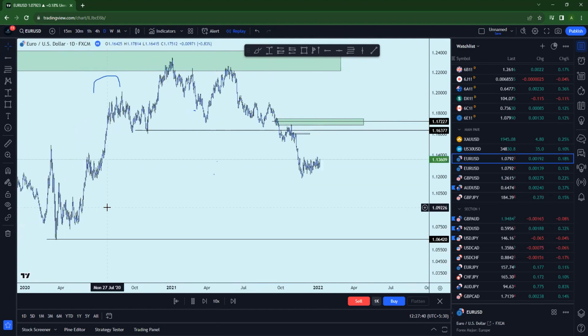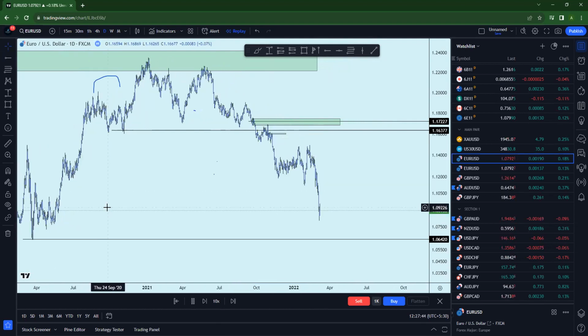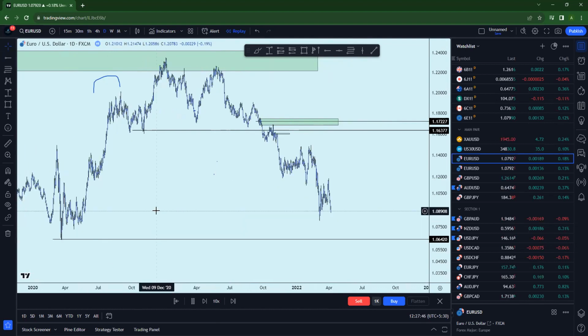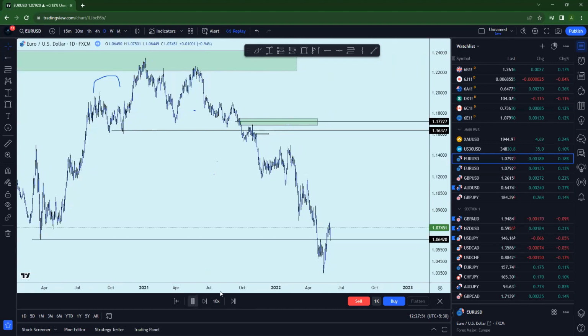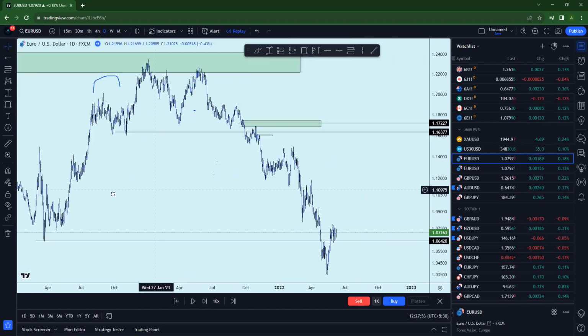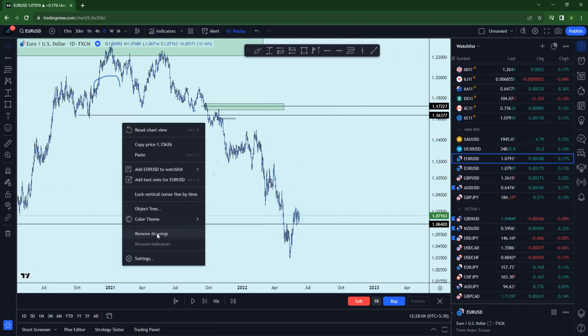Here we go. Your entry is here. That's it. Your entry is here. Your target is that level. So you got easily like a 1,000 pips move, right? So this is about order flow and trend.